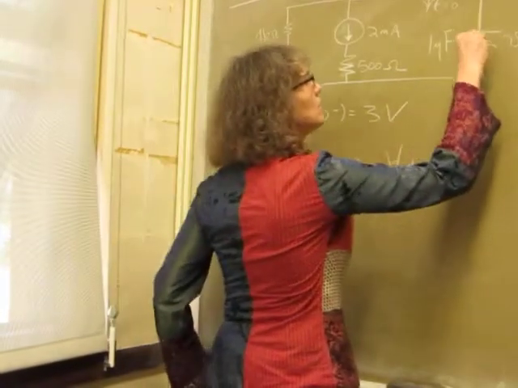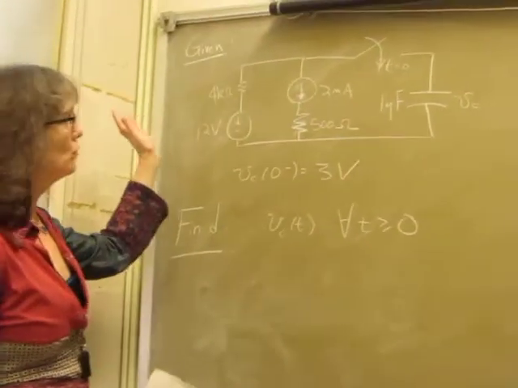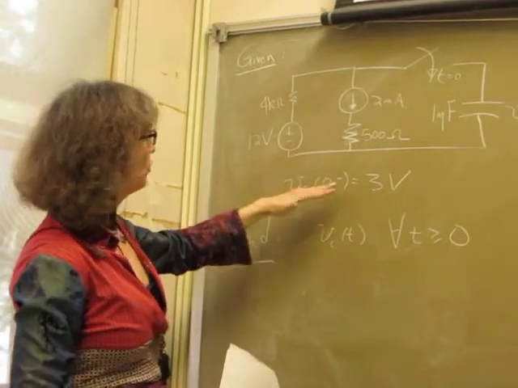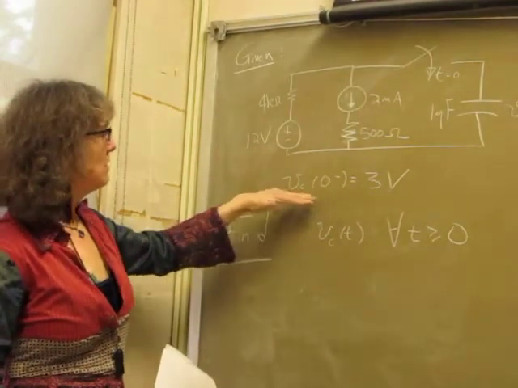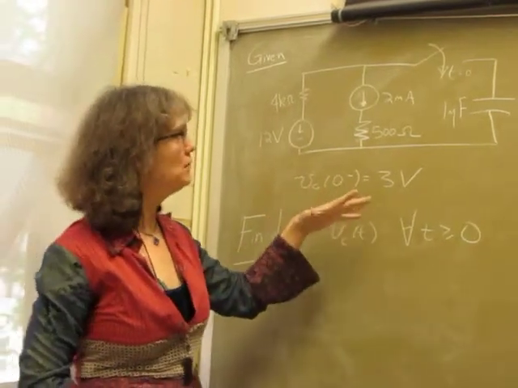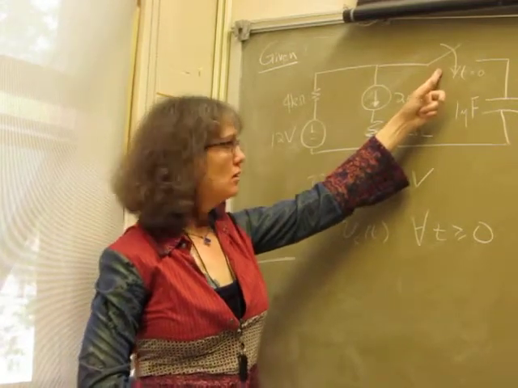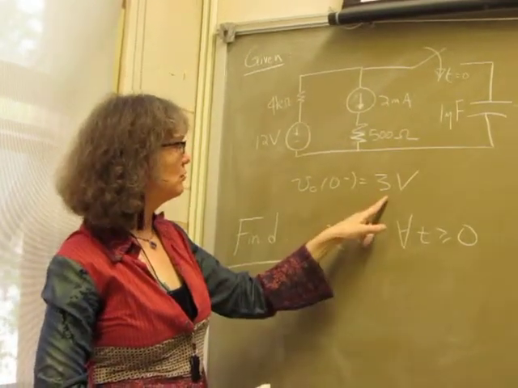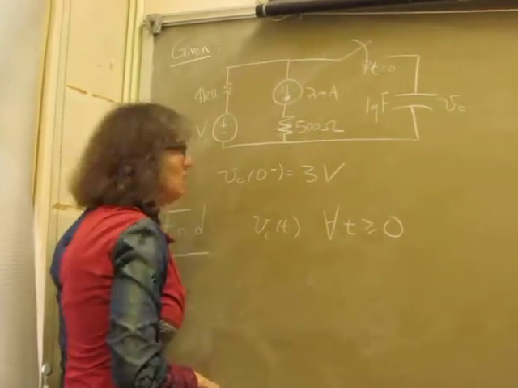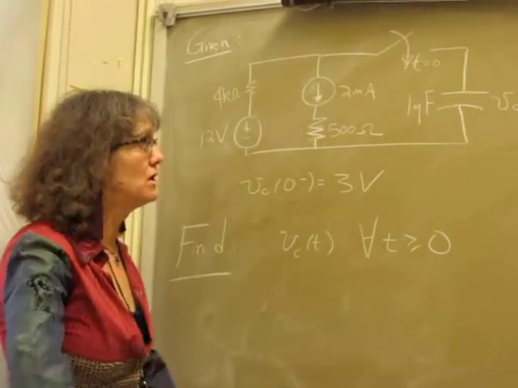All right. Here we have a first order circuit. We've got a capacitor. That's the only energy storage element. We're given the circuit, and we're told also that the voltage at 0 minus is 3 volts. By 0 minus, we mean right before this switch gets thrown. So the voltage across the capacitor is 3 volts right before the switch is thrown. Then we're asked to find Vc of t for all t greater than or equal to 0.